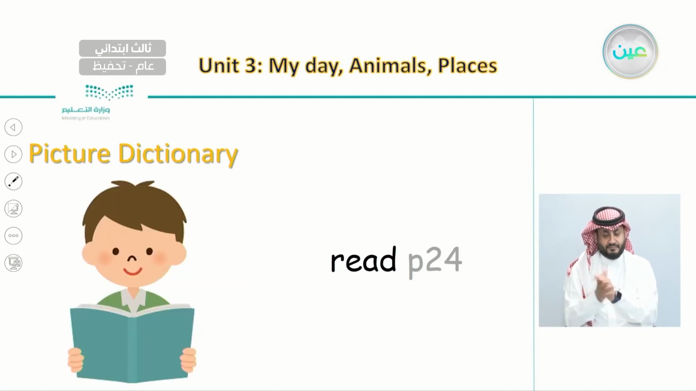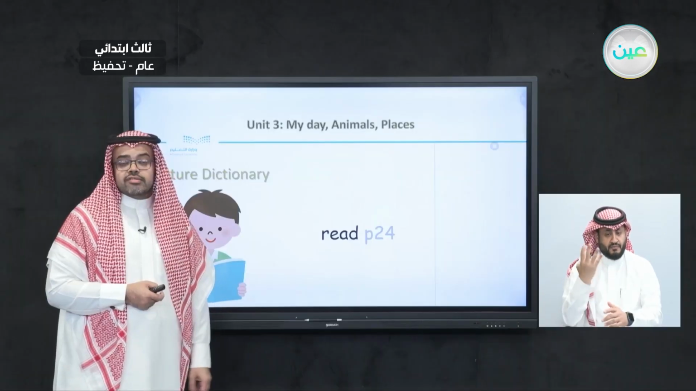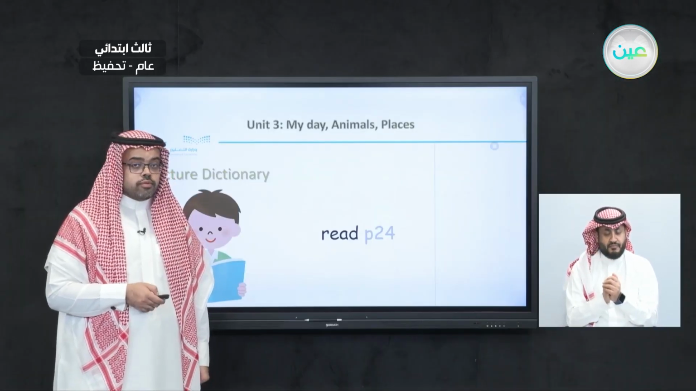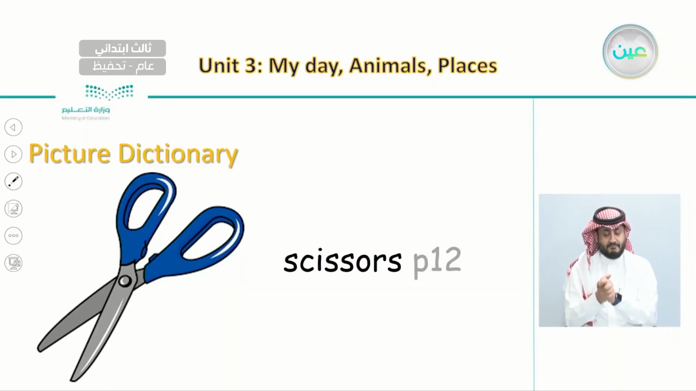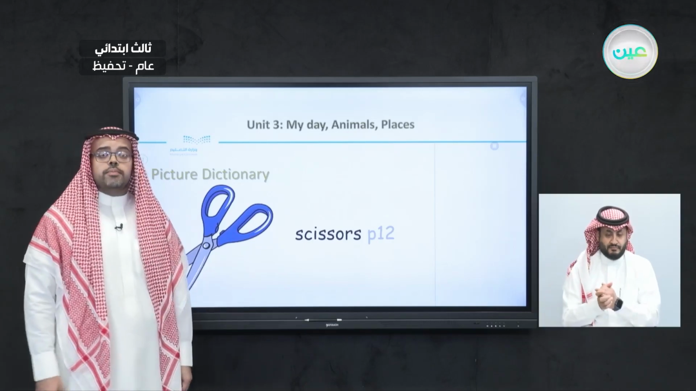And next we have a person who is opening a book, and what is he doing? He is reading. So there is another word, which is read, that we can see on page 24. And after this, we have the word scissors. We use these scissors when we want to cut paper, sometimes to cut rope, and sometimes we cut hair. So we have different uses for scissors, and that can be seen on page 12.